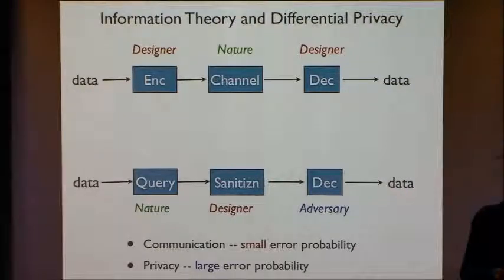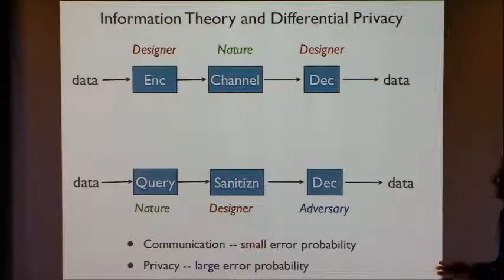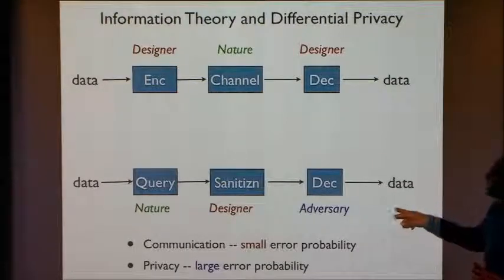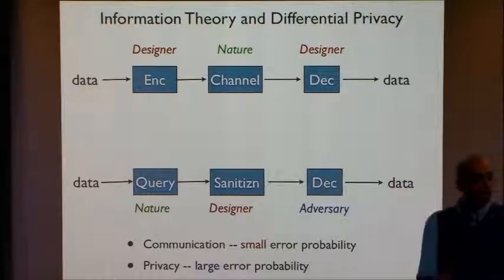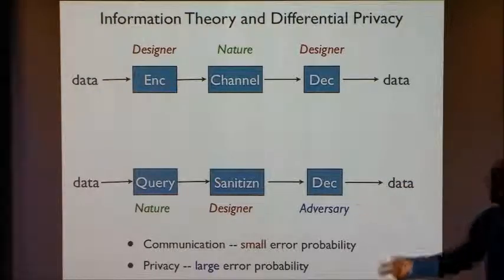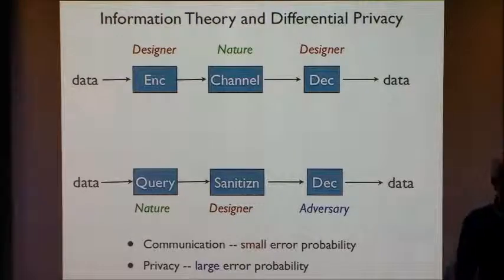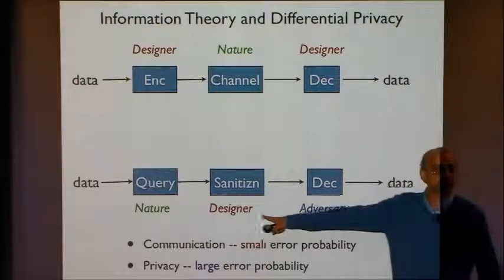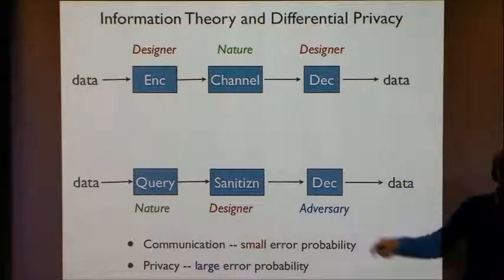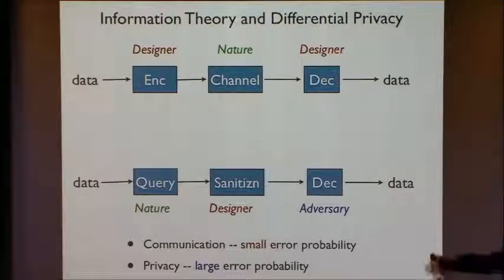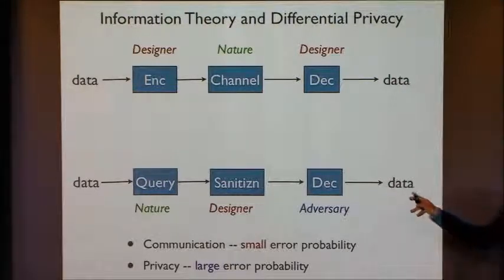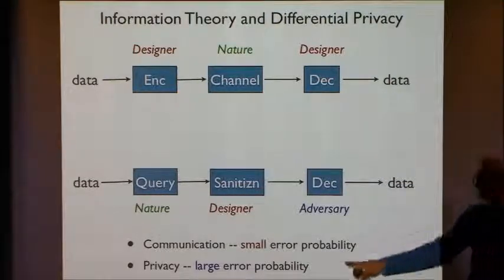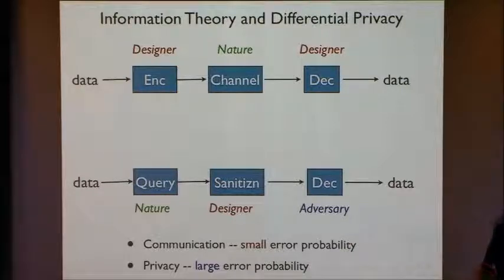Privacy, I look at it through the lens of information theory. At least differential privacy has similar block diagrams. You have data, and instead of encoding, you think of it as a query, which I've just put down as nature, but it could be something else, like what the database is queried with. Sanitization is what I get to design. The adversary tries to do the best decoding and tries to learn something about the data. Different things are getting designed, but in privacy, we want large error probabilities.